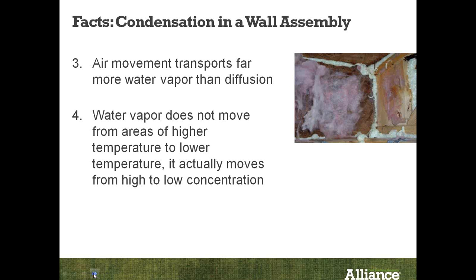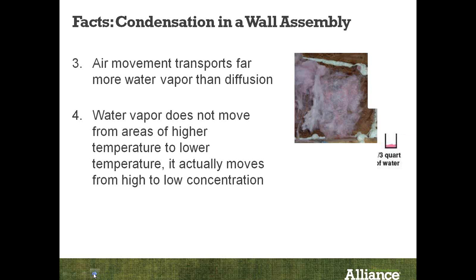Third fact is when you have air movement in wall assemblies, air tends to bring a lot of water vapor into that wall assembly through diffusion or through holes. And fourth, when water vapor moves across assemblies or through environments, it's not really dependent on temperature, it's really dependent on concentration. So a mass of air that has higher concentration, that has high vapor, is going to want to move to a lower concentration of air or surface.